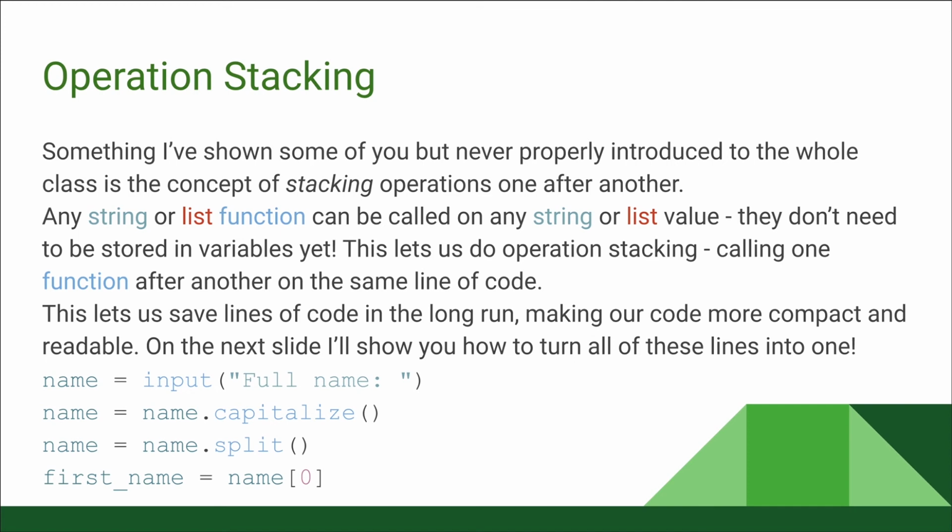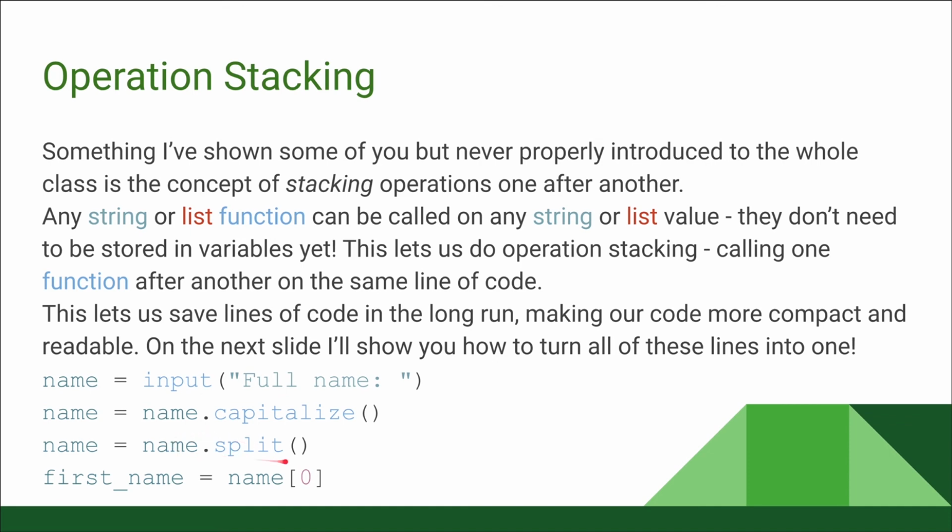And this is going to let us save lines of code in the long run, and that makes our code more compact and more readable, which is always nice. So I'm going to show you this example, which takes 4 lines, and on the next slide I'm going to show you how to turn it into 1 line of code. So we have our name equals input. We're getting an input from the user, asking them for their full name. On the next line, we're going to call our capitalize function on that name variable and save over it. So we're capitalizing their name.